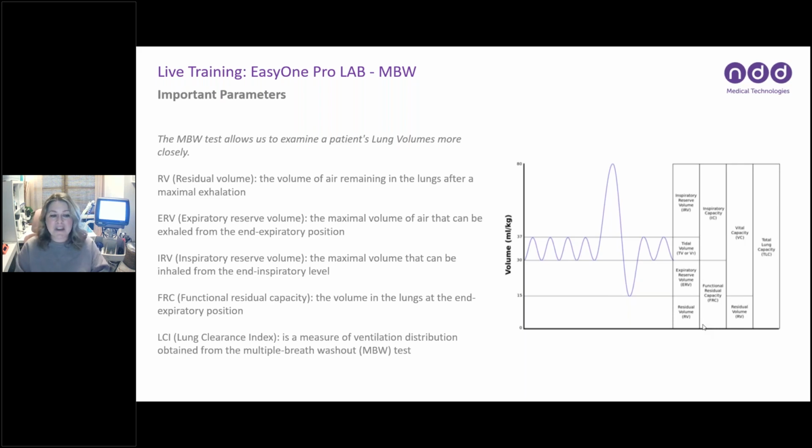And then last but not least, our LCI. LCI is not a volume measurement that you're going to see on the right hand of your screen, but this is a measure of ventilation distribution. How well evenly distributed we are ventilating our lungs. And this is obtained from this multi-breath washout test.